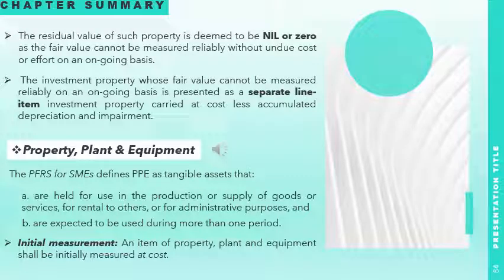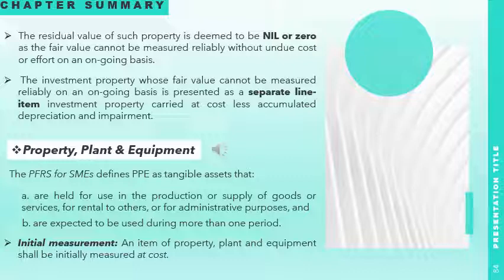The PFRS for SMEs defines PPE as tangible assets that are held for use in the production or supply of goods or services, for rental to others, or for administrative purposes, and are expected to be used during more than one period. So parang opposite to sa investment property.